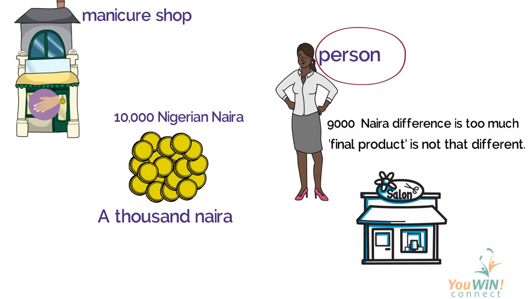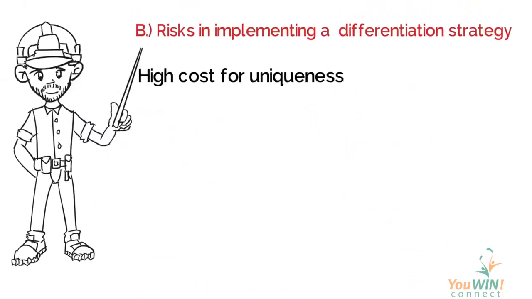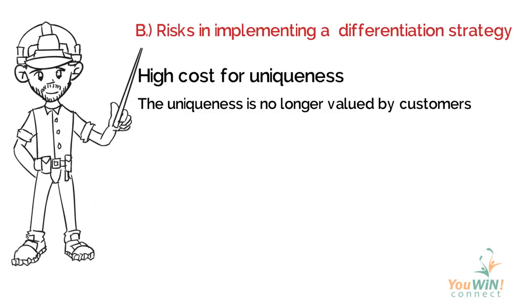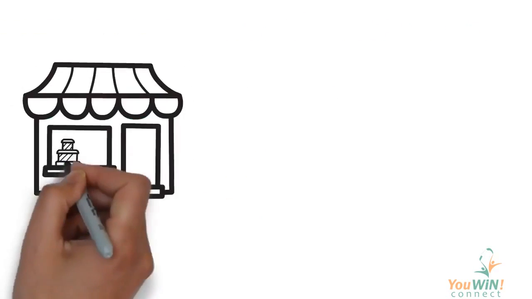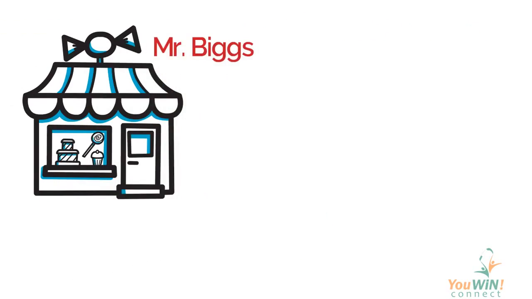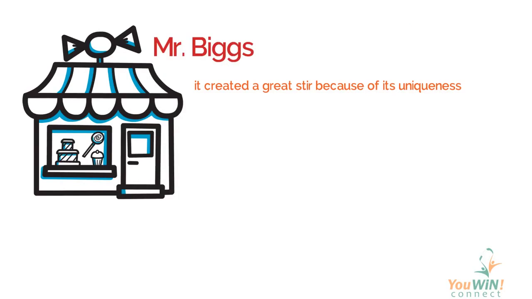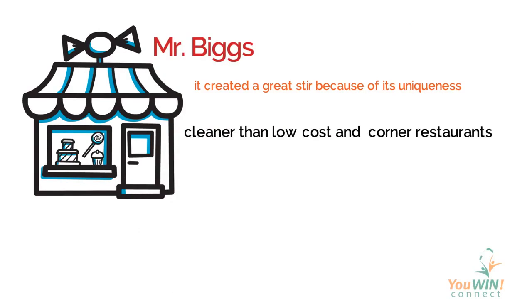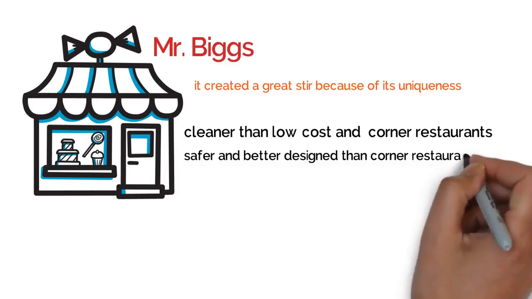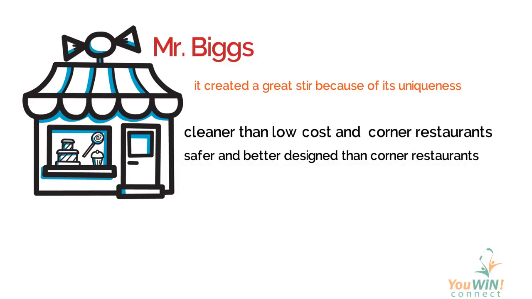Let's look at the risk in implementing differentiation from a different perspective. The uniqueness is no longer valued by customers when customers become more demanding. Let's use another example. When Mr. Big's fast food chain was first introduced in the early 90s, it created a great stir because of its uniqueness. It had much more modern, cleaner facilities than the low-cost corner restaurants. It was safer and had better designs than most restaurants around.